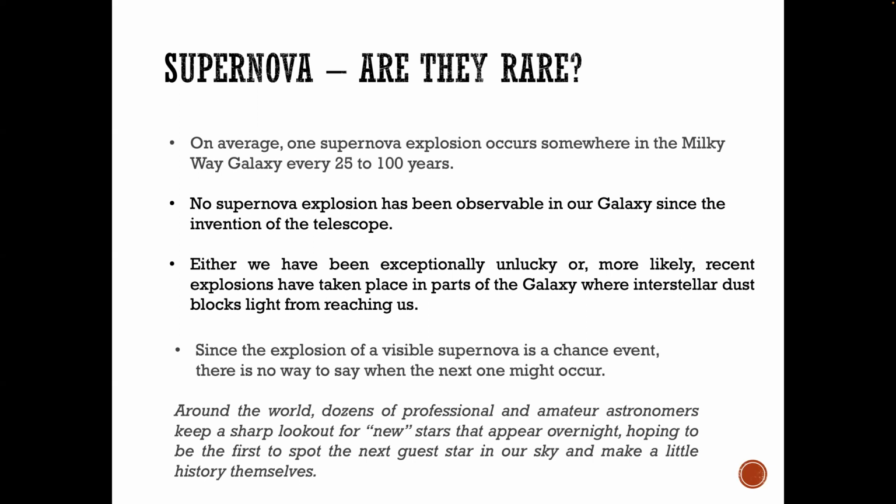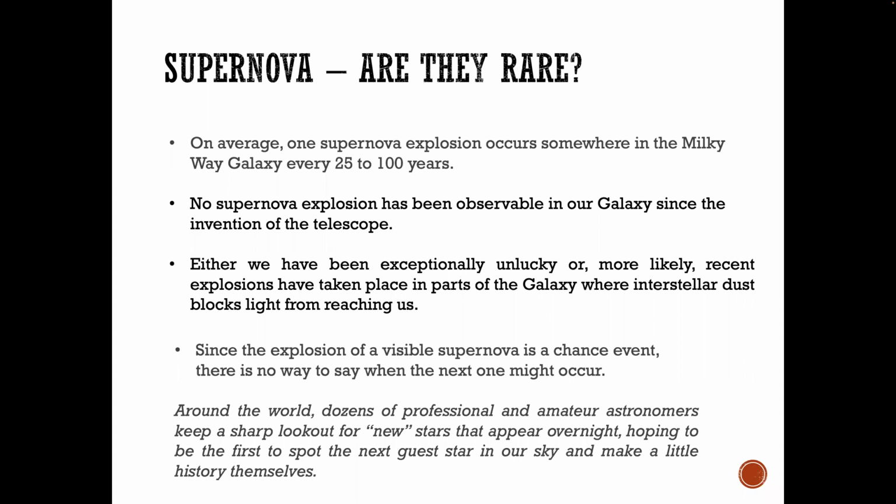Right, now we know how a supernova explosion occurs and the process and everything. Now the next question is, we have also learned that supernova explosions are very important, especially type 1A, to measure the distances to galaxies that are far away. The next question should be, are these supernovas rare, or do they happen more frequently? According to the details that we have now, on average, a supernova explosion occurs somewhere in the Milky Way galaxy every 25 to 100 years. So for every 25 to 100 years, there will be a supernova explosion somewhere.